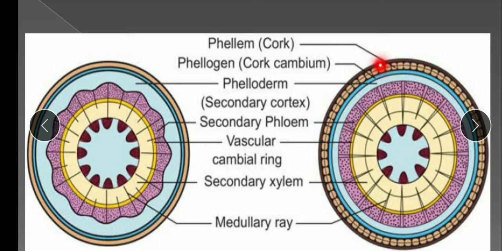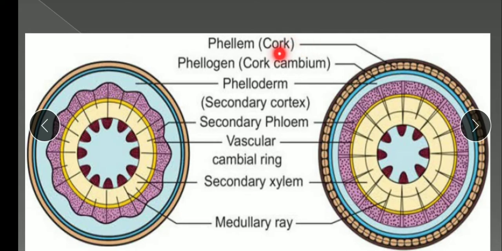So the daughter cells added on the outer side of the phellogen develop thick walls and become heavily impregnated with the waxy material, that is suberin. Means suberin is deposited in these cells, and this suberized tissue is now known as the cork or the phellem. So understood? Phellem is the technical term given to the cork. So this is known as the cork. By the division of the phellogen tissue, cells are added externally, and the externally added cells are deposited with suberin, wherein it forms the cork.